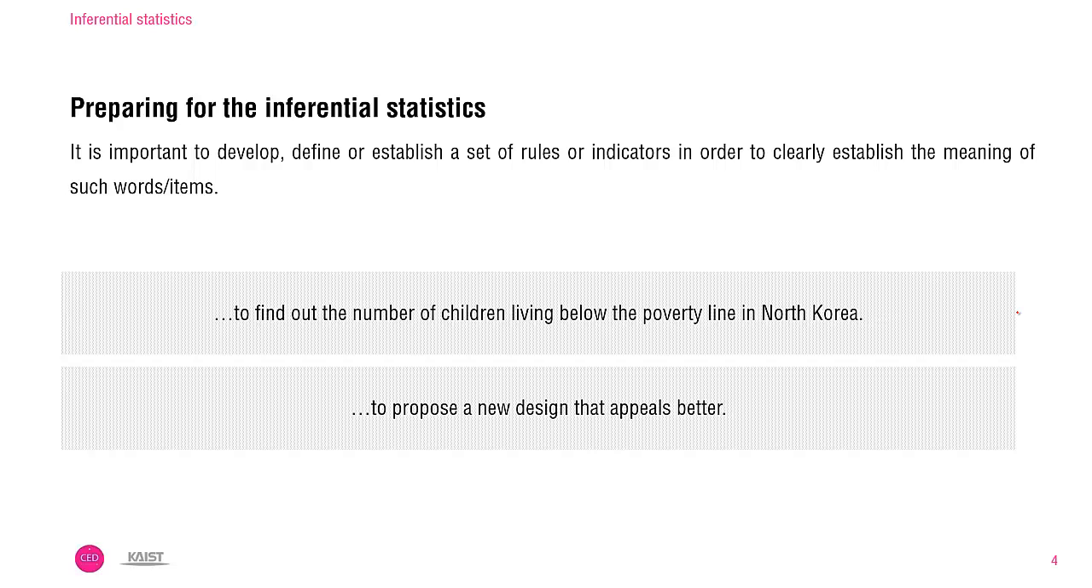The start of any inferential statistics is to define a variable. This means you establish a research question with measurable indicators. Let's see the following sentence. To find out the number of children living below the poverty line in North Korea.